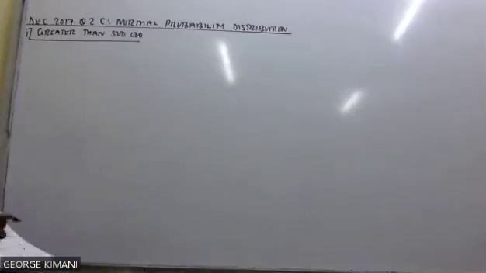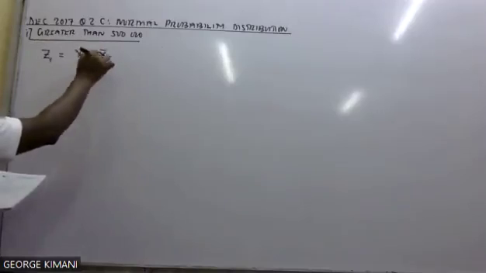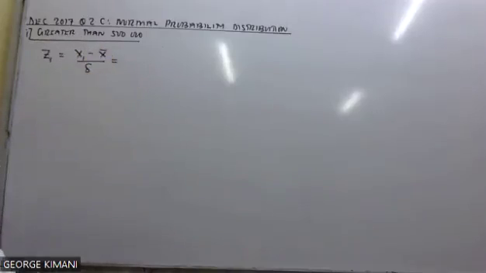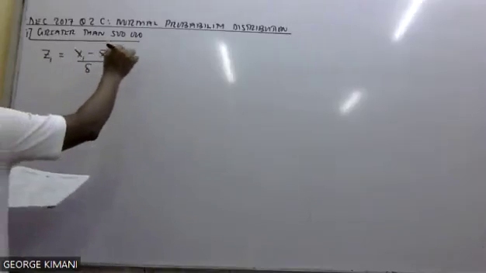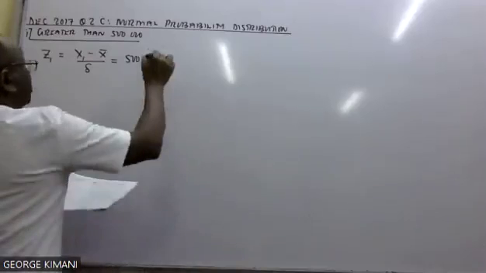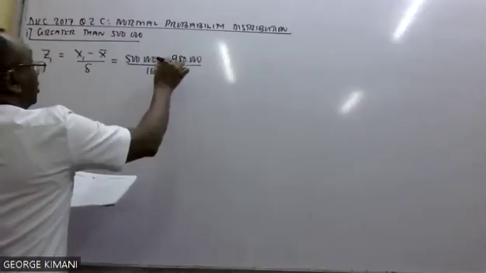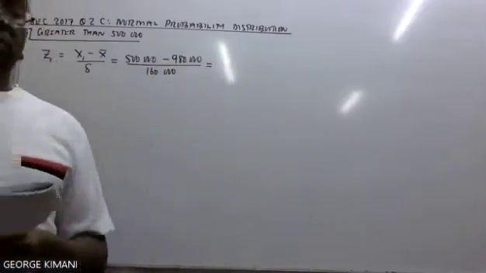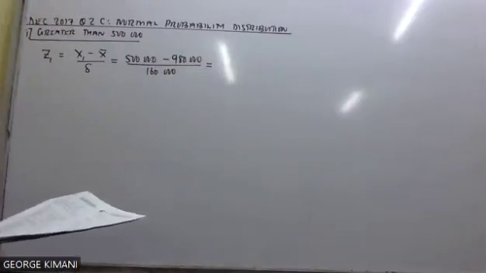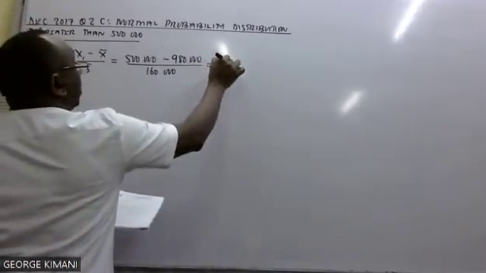So I told you to draw the table, but you can as well avoid it. Now here, Z1 will be X1 minus X bar, you divide by standard deviation. So X1 is 500,000 minus X bar. The mean is what? 980,000. And the standard deviation is 160. Negative 3.00.